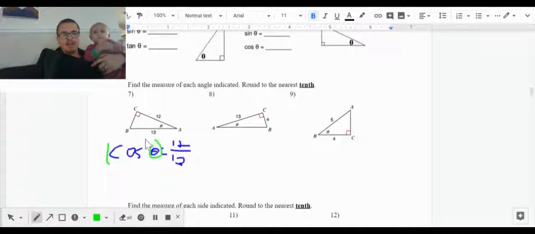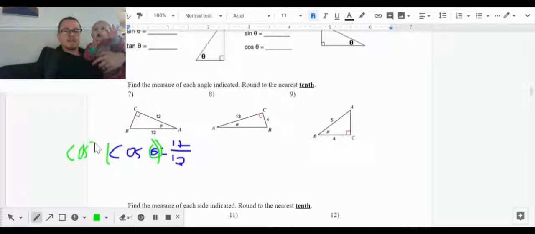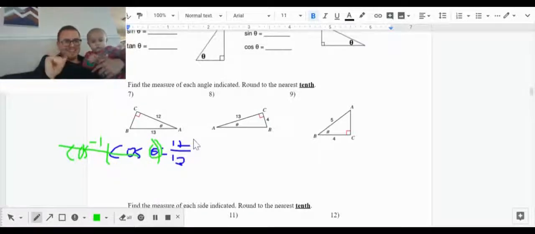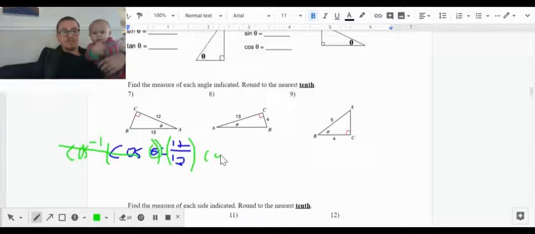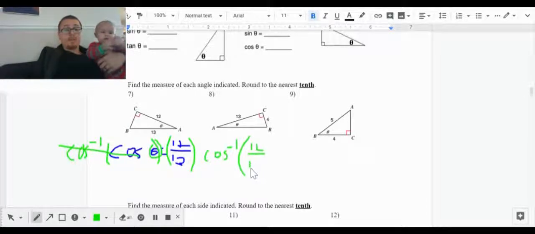So what this lets you do is what we were doing earlier. You're going to take your calculator and go second cosine, inverse cosine, 12 divided by 13, and that's going to tell you your angle measure in degrees. Make sure your calculator's in degree mode. So that's how you do all those. Now this one says rounded to the nearest tenth, so you don't need to round out as far as I usually do. Let me erase that. And we're done. Find the measure of each side indicated, rounded to the nearest tenth.